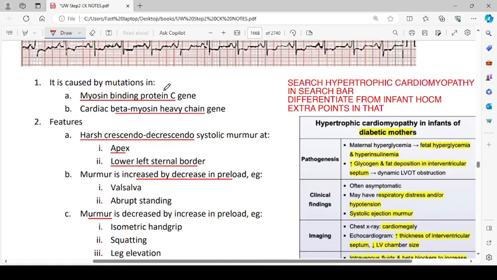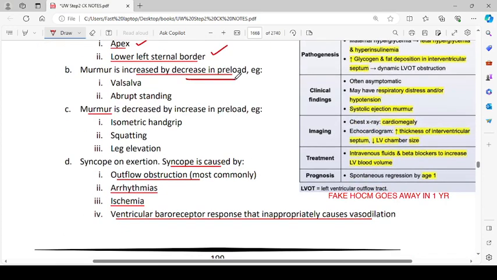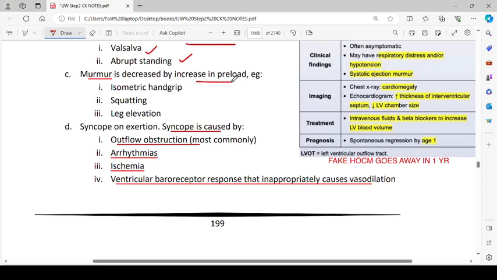It is caused by mutations in the myosin binding protein C gene and the cardiac beta myosin heavy chain gene. The features are a harsh crescendo decrescendo systolic murmur at the apex and lower left sternal border. The murmur is increased by a decrease in preload, for example, the Valsalva and abrupt standing. The murmur is decreased by an increase in preload, for example, isometric hand grip, squatting, and leg elevation.